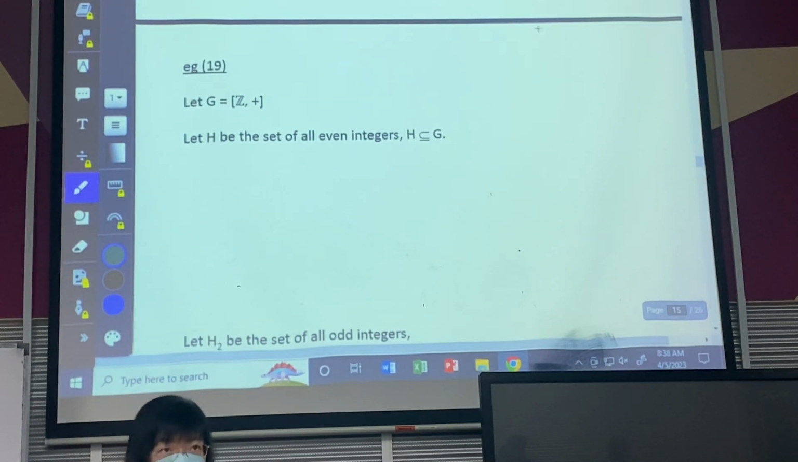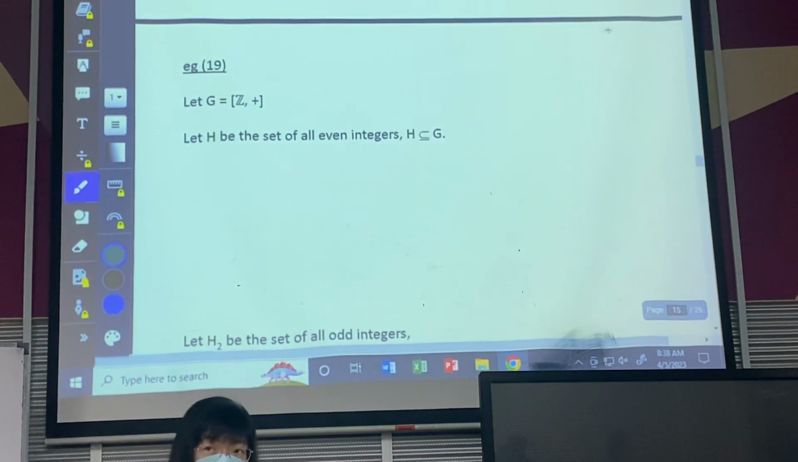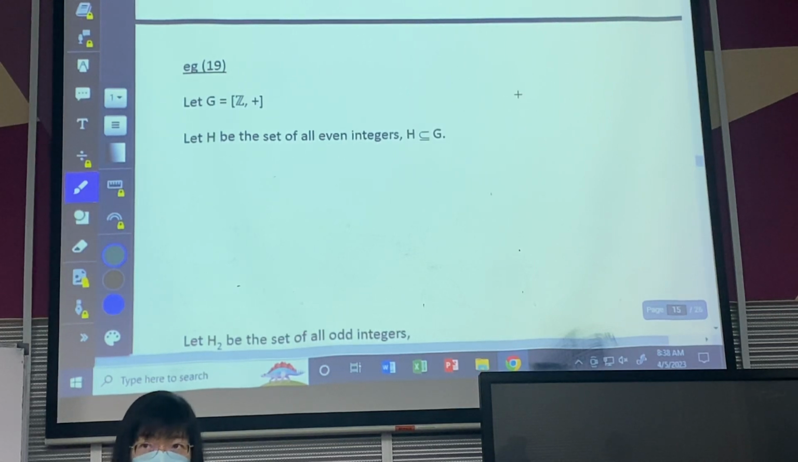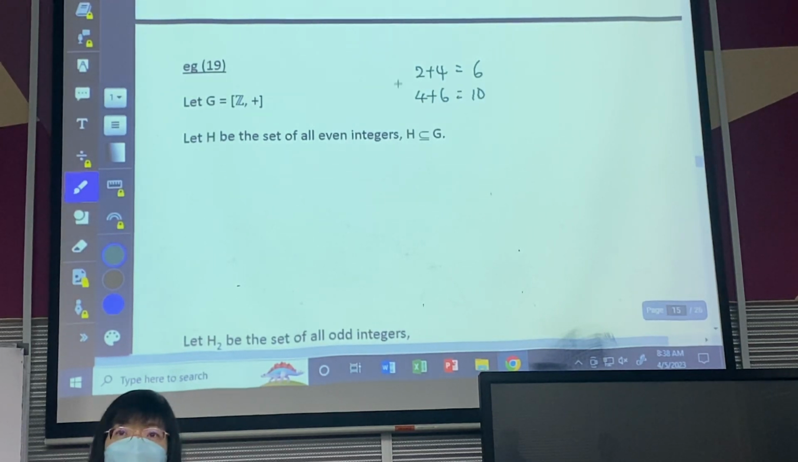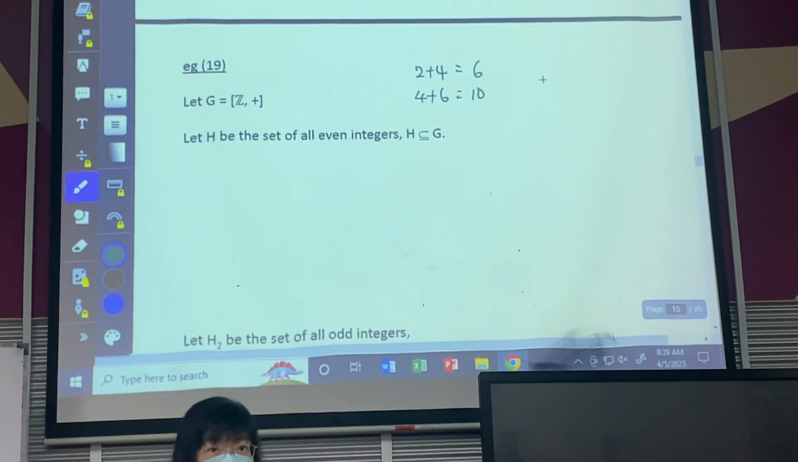Any two even integers added together, is the result also even? 2 plus 4, is it even? Yes. 4 plus 6, is it even? Yes, right? But how to show it? How to show that any two even integers add up to an even integer? We cannot use examples like this, as I told you before, right?